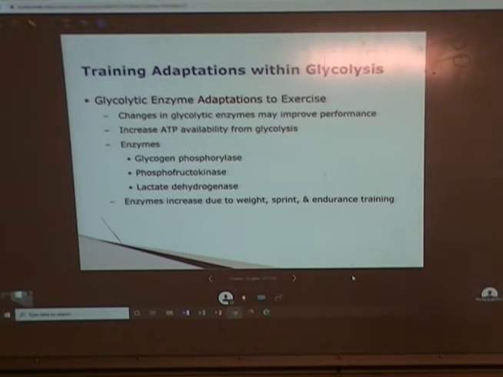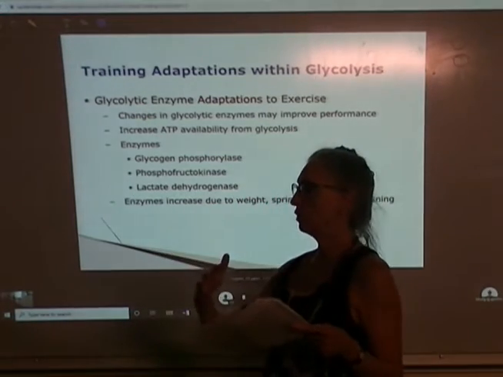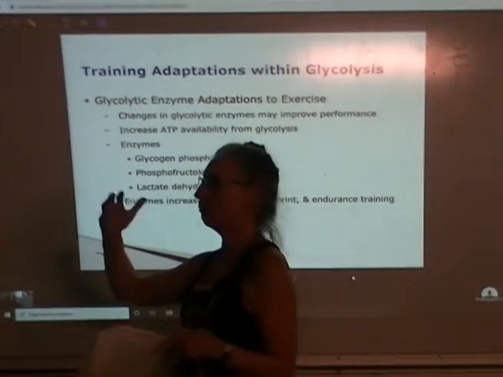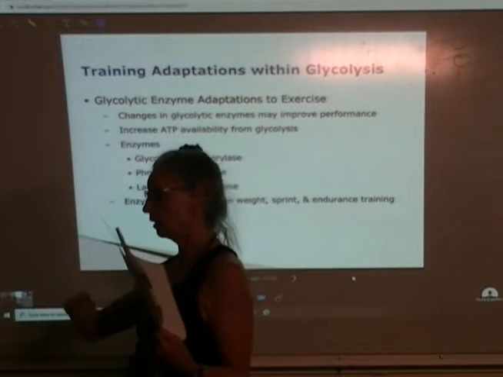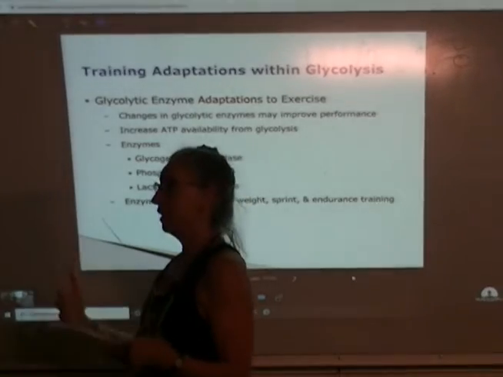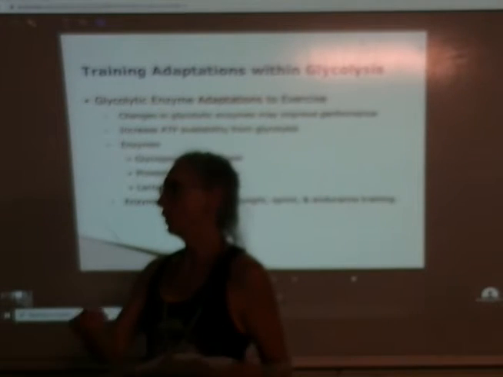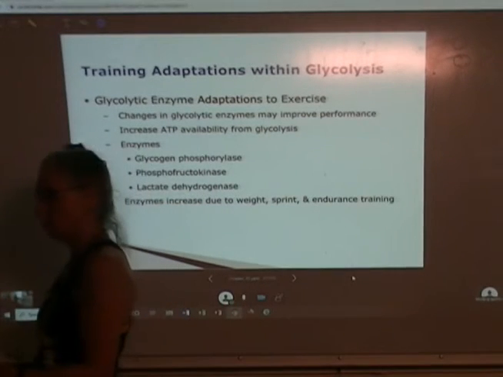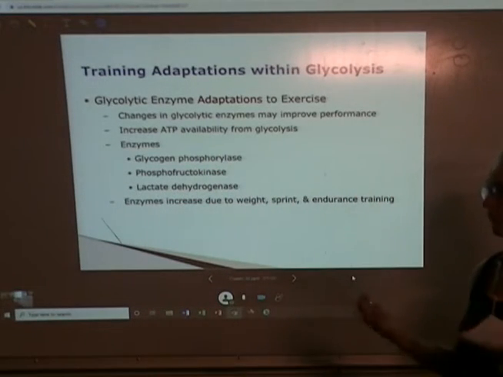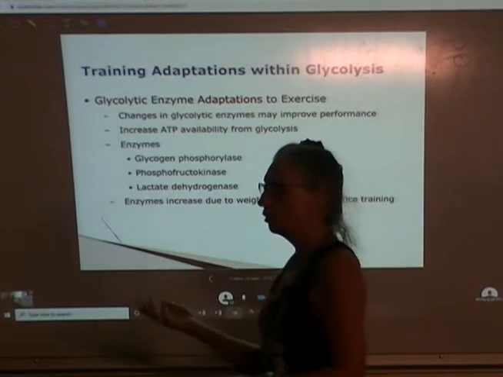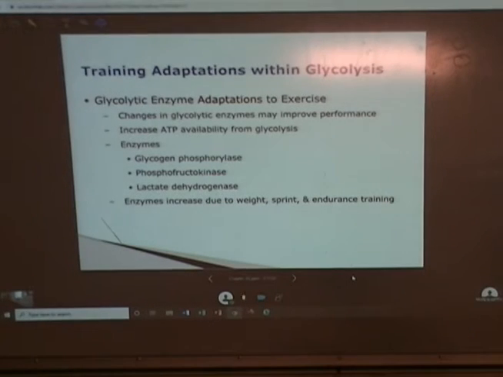All right, so in System 1, we said that the training adaptations included an increase in the amount and the activity of the enzymes involved, particularly creatine kinase, and also an increase in substrate availability. So someone who trains System 1 will have more phosphocreatine available in the muscle cell than someone who doesn't. Okay? Well, when we get to glycolysis, we have a very similar picture, but we have an additional adaptation to look at as well. All right? So first, let's have a look at what happens with the enzymes.